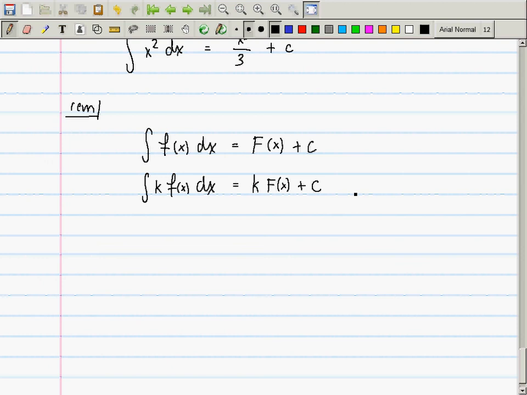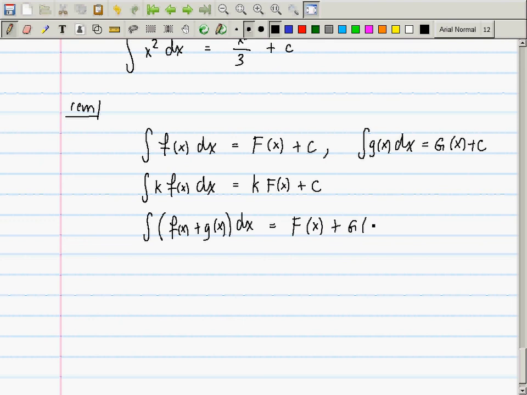From a mathematician's point of view, this says that the antiderivative procedure is homogeneous, just like the derivative procedure. Similarly, if I tell you another antiderivative, the antiderivative of little g dx is big G plus a constant, then I could ask, what is the antiderivative of little f plus little g dx? In this case it will be big F plus big G plus some unknown constant. So a mathematician would say that the antiderivative procedure is additive. So you have an additive and homogeneous operation, which means it's linear, just like the derivative.